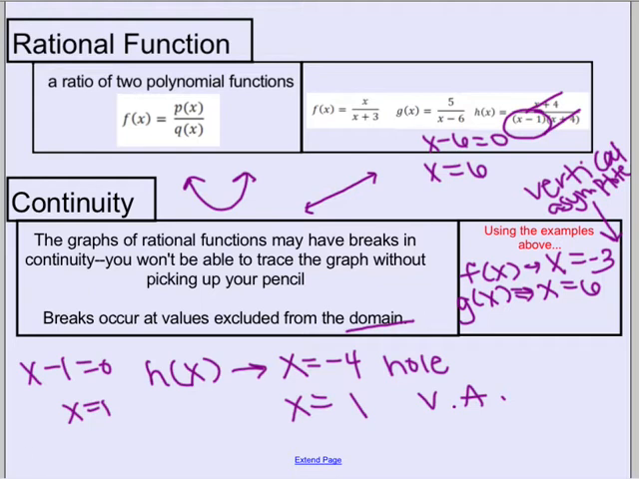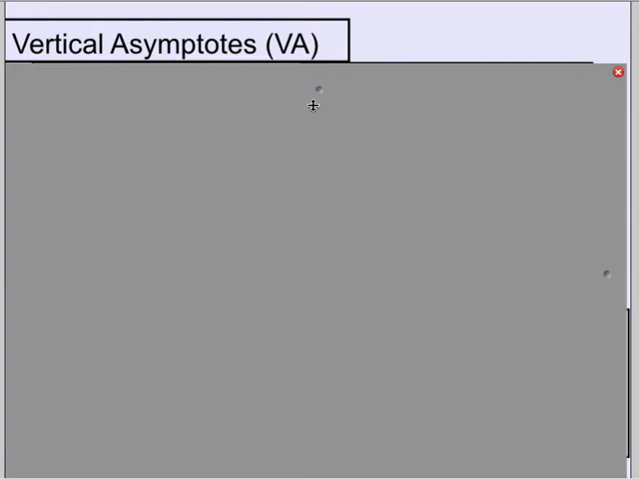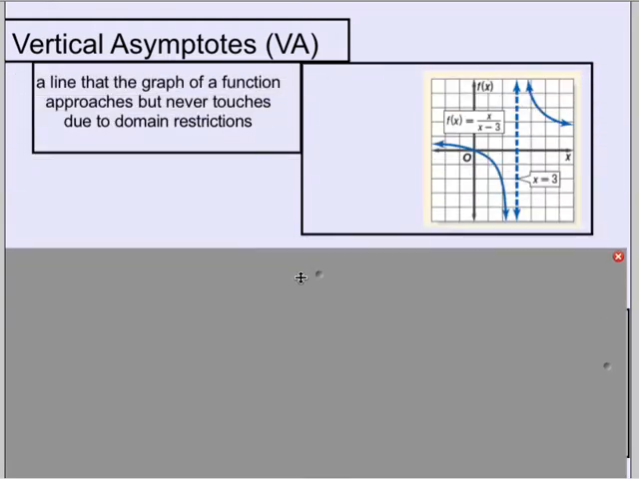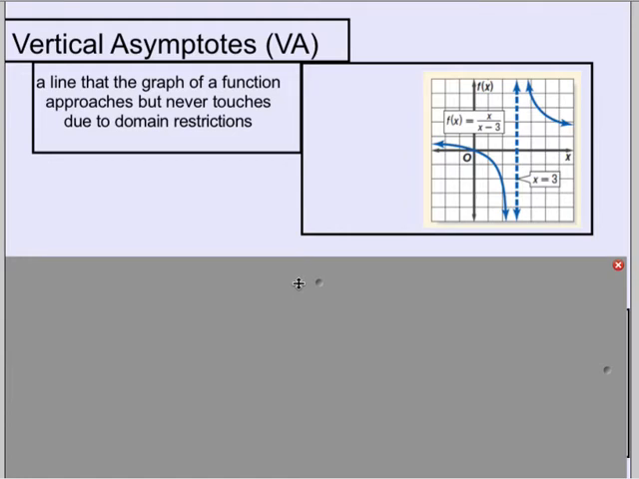The next thing we're going to look at is vertical asymptotes. It's a line that the graph of a function approaches but never touches due to domain restrictions. The biggest thing with those domain restrictions is that they come from the denominator, where the denominator is equal to 0. For this problem, we have f of x, and they give us the function: x over x minus 3. My vertical asymptote is going to come from my denominator. If I have x minus 3 equals 0, my vertical asymptote is at x equals 3. Usually on our graph, the way we draw that is with a dashed line.